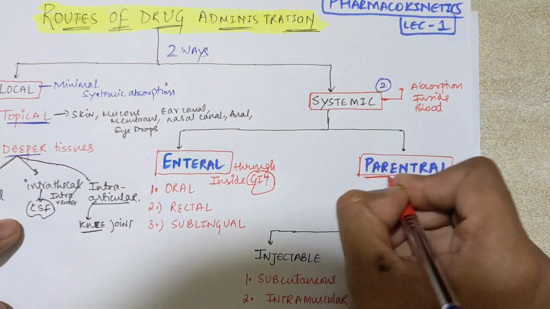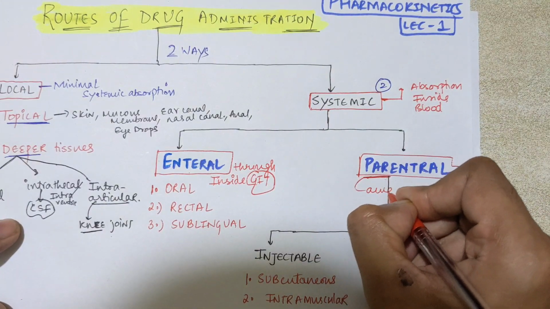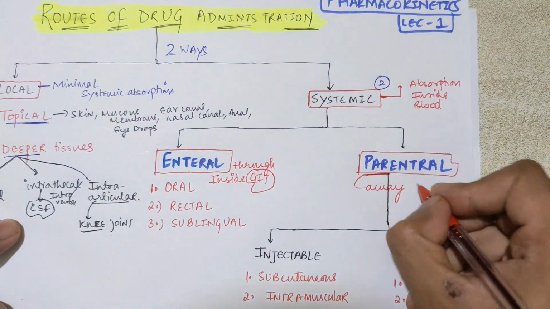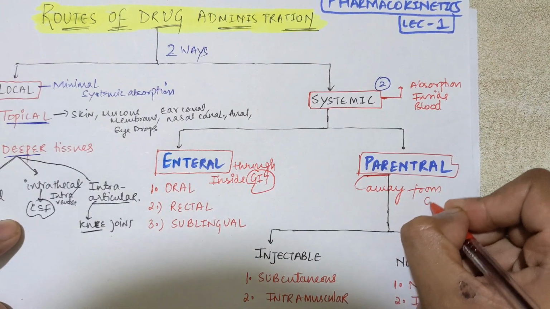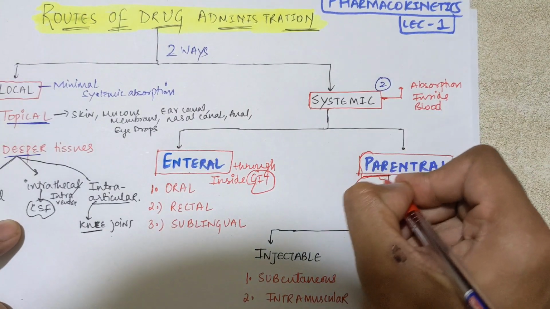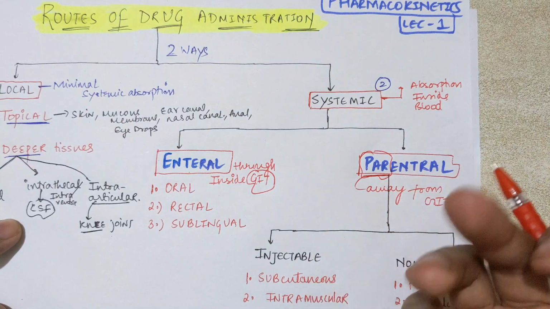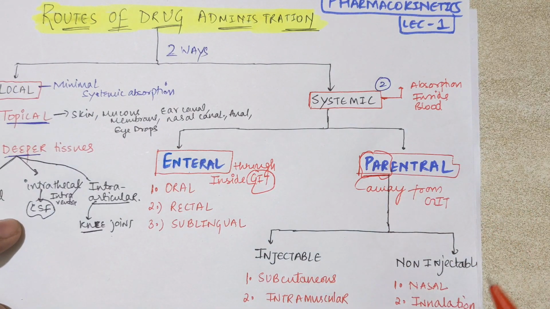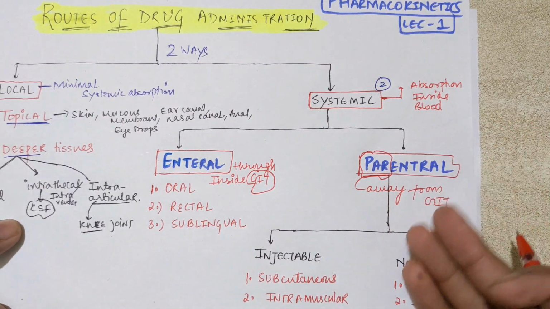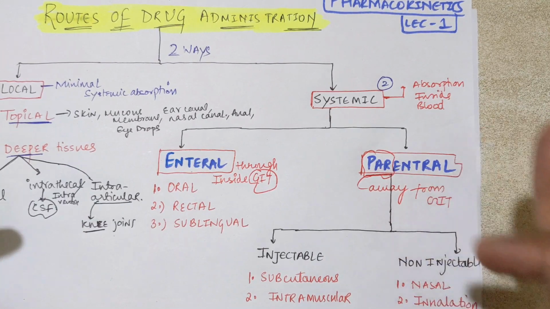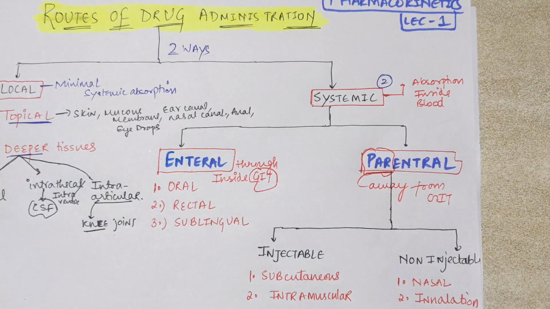Now parenteral means away from GIT. So administration of the drug will be away from GIT. Par meaning here is away from GIT. So the drug that will be administered will not be through the alimentary canal or GIT. It will be away from GIT, that is in the periphery. We'll be administering the drug from the periphery.